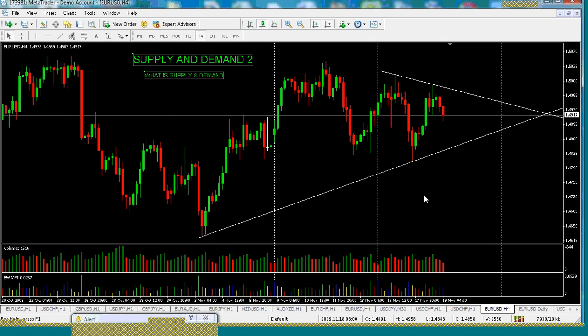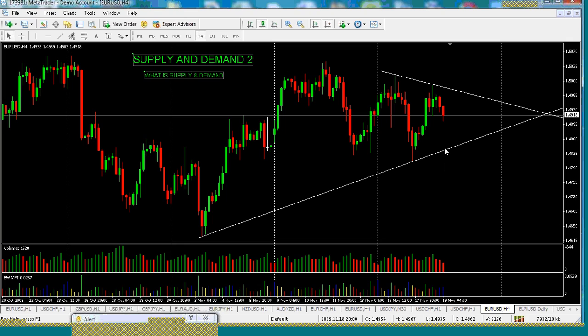exactly what is supply and demand. What is supply and demand? Well, demand represents those people willing to buy a particular commodity. And the supply line represents those people looking to sell a particular commodity. And more specifically, the demand line represents the trend balancing point of demand.